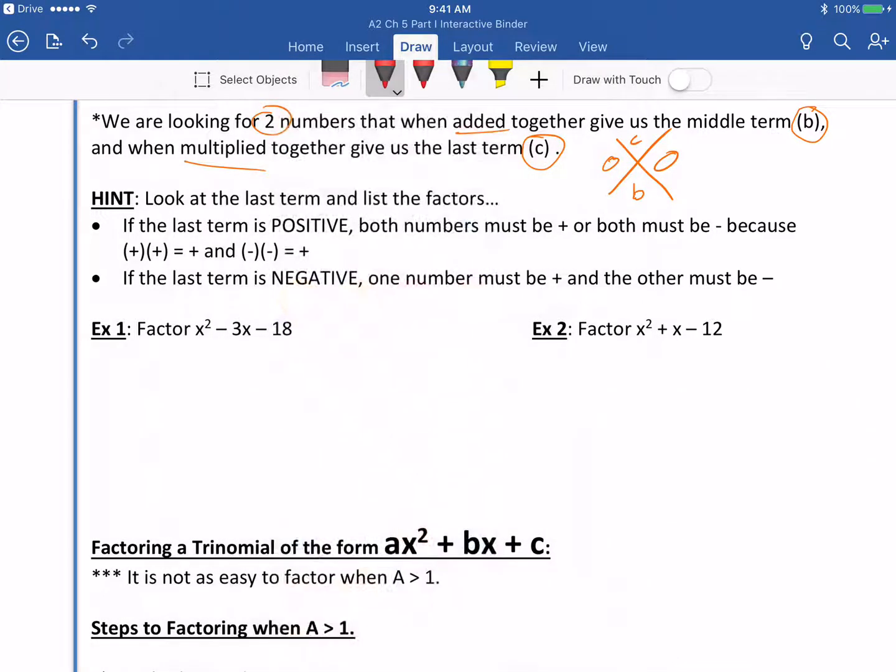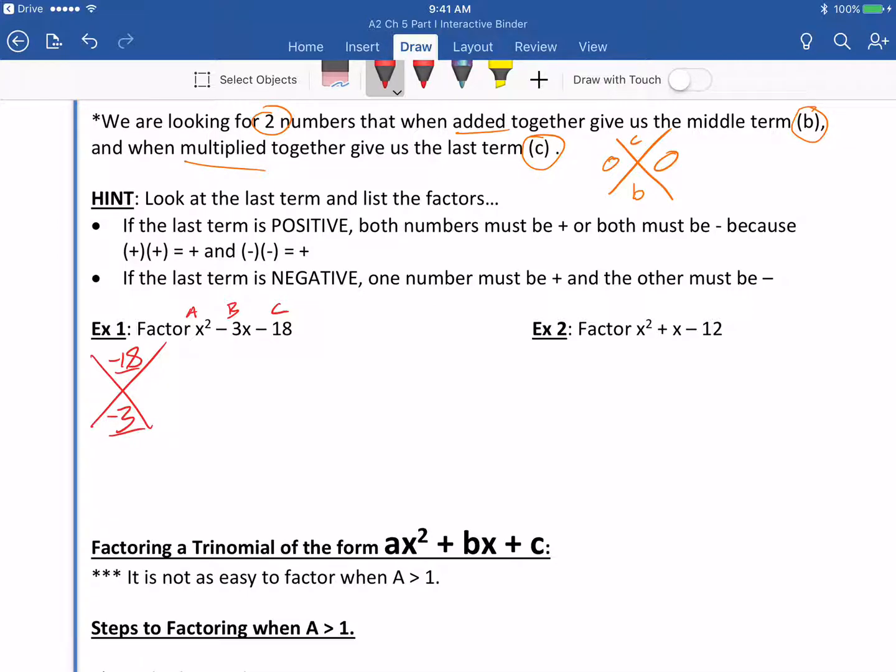Let's look at this first one. We're going to factor this x squared minus 3x minus 18. So here I can find my a, b, and my c. Okay, and the way that we do this is we literally just toss it right into that diamond. So I have that diamond, I put my c on the top and my b on the bottom, negative 3. So now I have to find two numbers that multiply to negative 18 and add to negative 3.